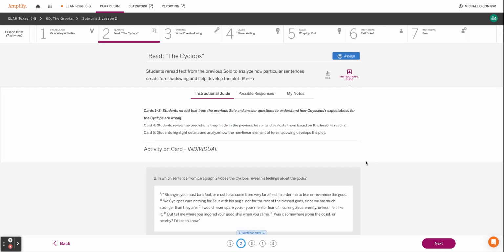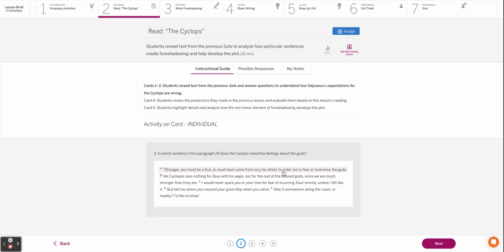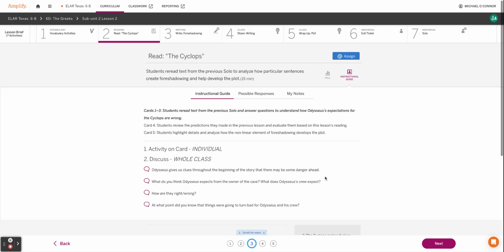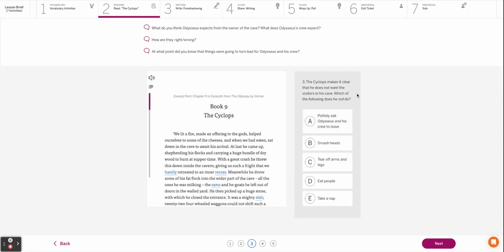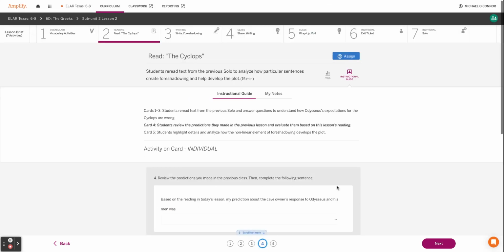Card 2. Make sure you're finding your evidence about how Cyclops feels about the gods. The Cyclops makes it clear that he does not want visitors in his cave. Which of the following does he not do?